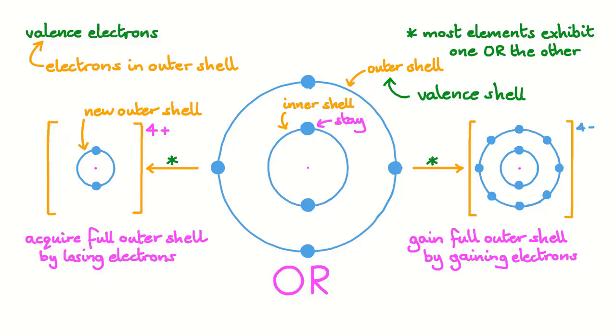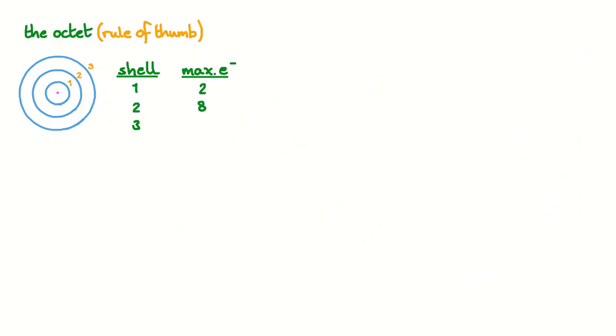And the outer shell of an atom or ion is known as the valence shell. However, there's one more complication. Not all the shells contain the same number of electrons. It'd be quite difficult to remember, so fortunately there's a little trick. The first electron shell can fit 2 electrons, while the second can fit 8. But the third electron shell can actually fit 18 electrons.